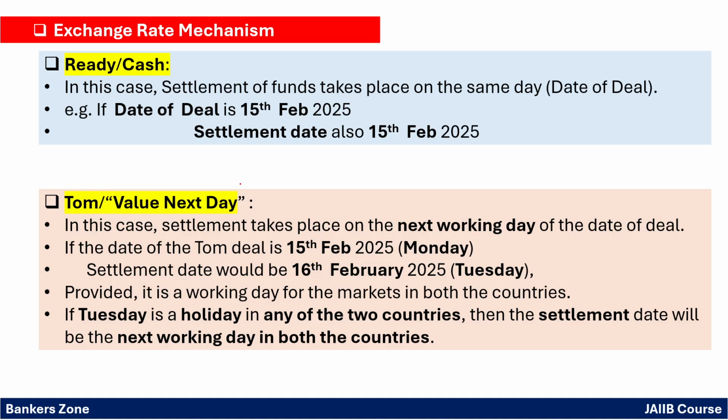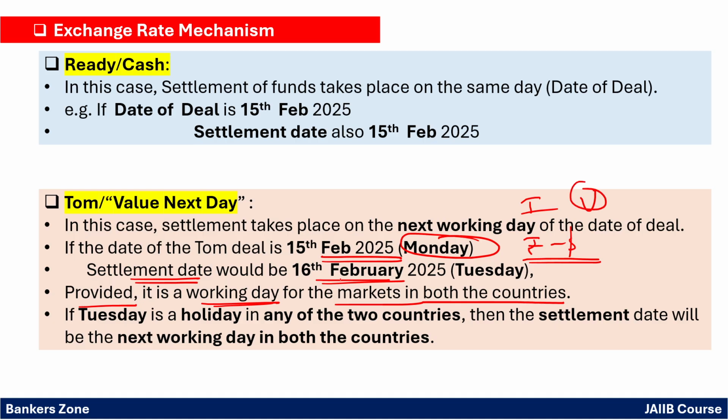Now here is one simple condition. When you enter into the contract and when the settlement date comes, it must be a working day, provided that it is a working day for the market in both countries. On Monday you entered into a contract, and on 16th February, for example, say rupee and dollar. Two countries are involved, India and the USA, so on 16th February there must be a working day in India and also in the USA, right?